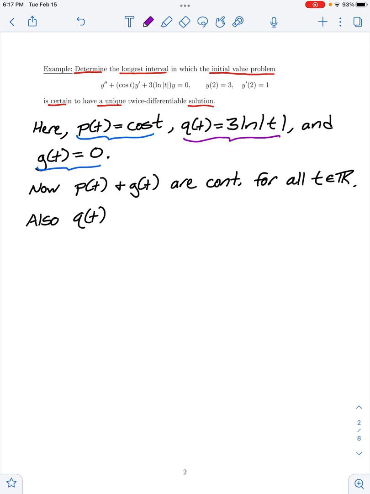Well, let's think about our restrictions on t. We know that the domain of any logarithmic function, in particular the natural log, is the set of positive real numbers. That is, we can't take log of 0 or log of a negative. But since we have absolute values around t, negative numbers would be fine, because when we take the absolute value, we get log of a positive number. But log of 0 is still undefined, so t cannot be 0 for that function. So here I could say q of t is continuous for all values of t which are non-zero.